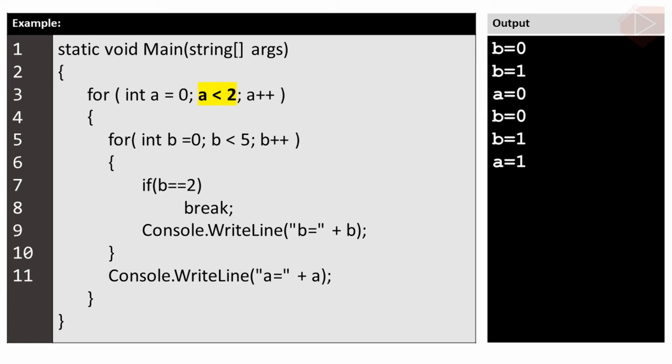The condition now is false, and will now exit the loop. That's how a break statement works inside a loop.